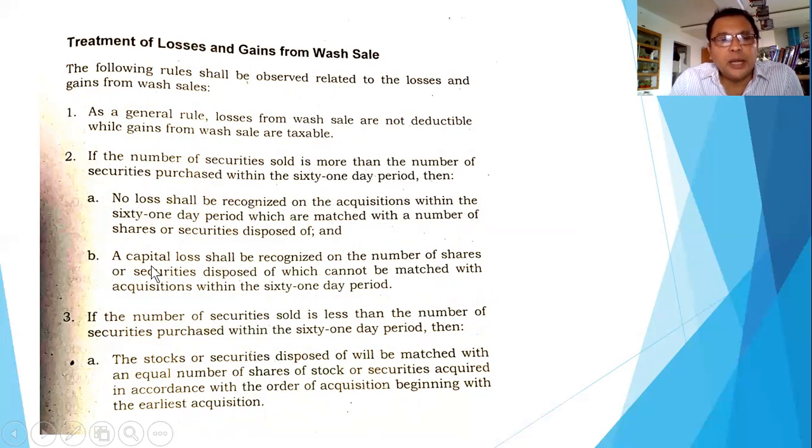Or letter B, a capital loss shall be recognized on the number of shares or securities disposed of, which cannot be matched with acquisitions within the 61-day period. So if the number of shares or securities disposed of cannot be matched with the acquisition within the 61-day period, then there is a capital loss, no? That can be recognized. Third, if the number of securities sold is less than the number of securities purchased within the 61-day period, then the stocks or securities disposed of will be matched with the equal number of shares of stock or securities acquired in accordance with the order of acquisition, beginning with the earliest acquisition.